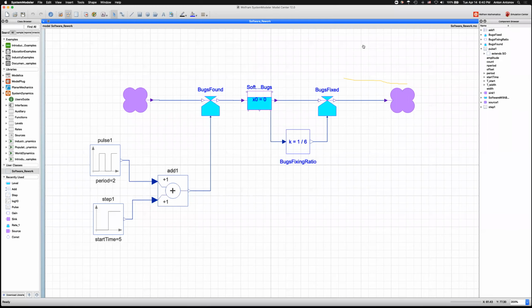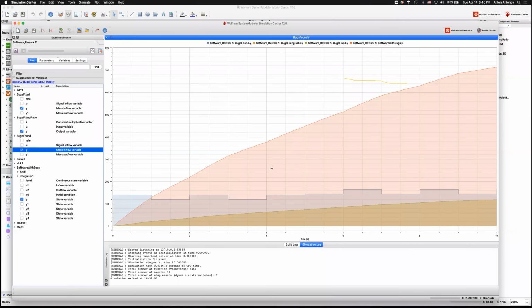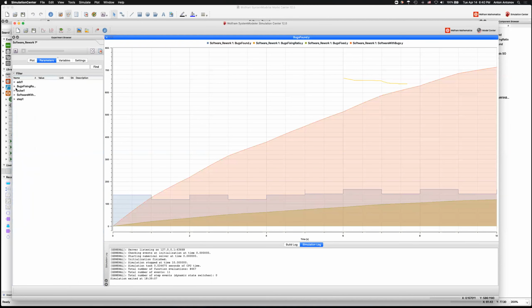I'm simulating this right now, and you can see this orange curve is the accumulated bugs. This is hopeless, and this is the software to be reworked. So I'm going to change some of the parameters here and see if I get better results. Say, if it is 70% instead of 16%, I need to rerun this.